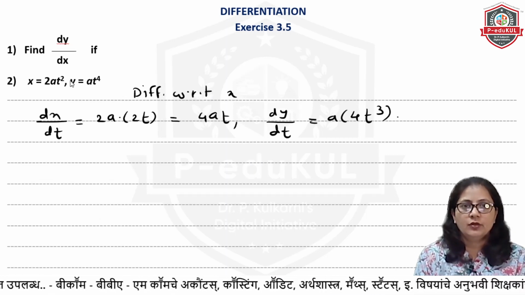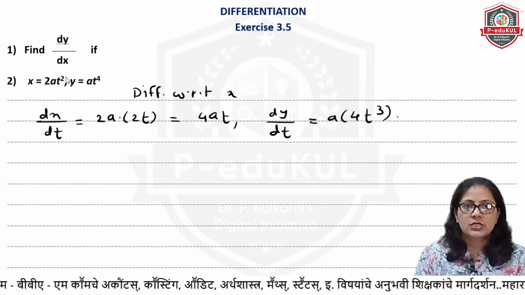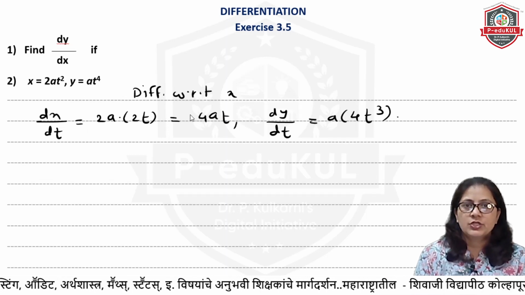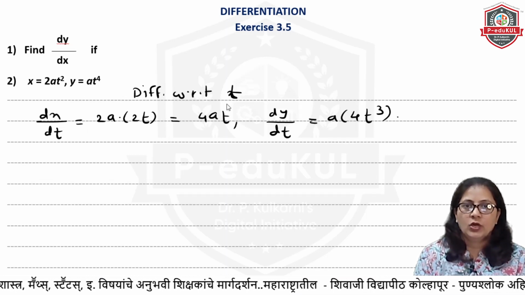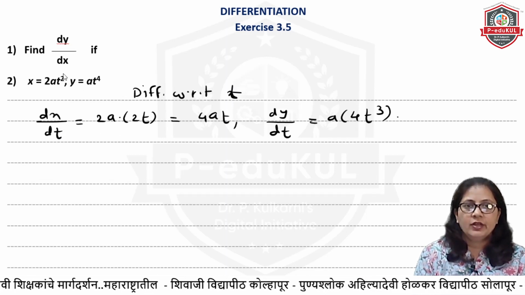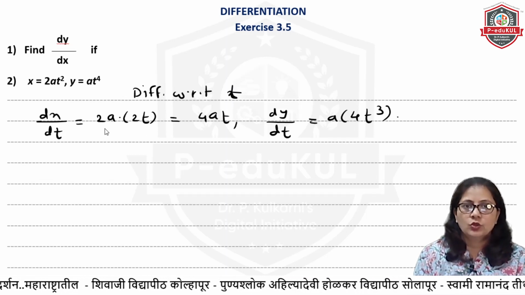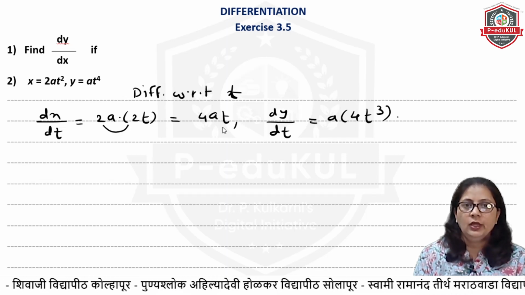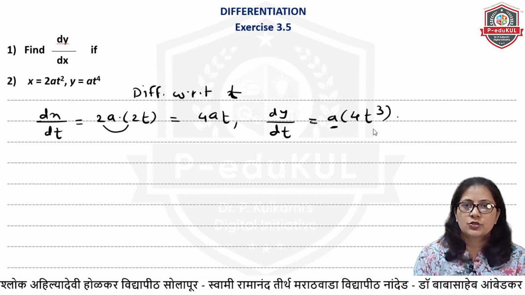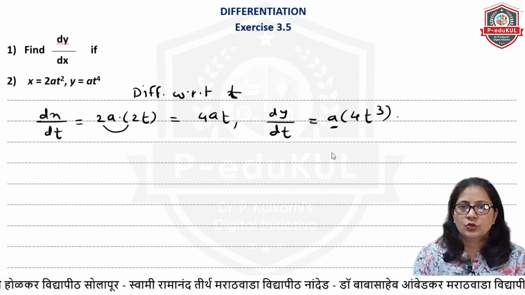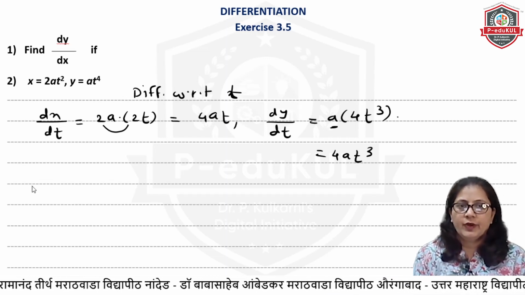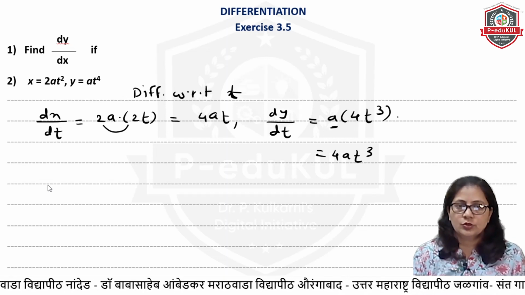So x is given in the form of 2at square, and y is also given in the form of at raised to 4. So differentiate with respect to t. What will I get? dx by dt is equal to 2a, my constant, and derivative of t square will be 2t. So this will be altogether 4at. And then dy by dt: a is a constant, derivative of t raised to 4 is 4t cube. So this will be altogether 4at cube. And now I will find out dy by dx.